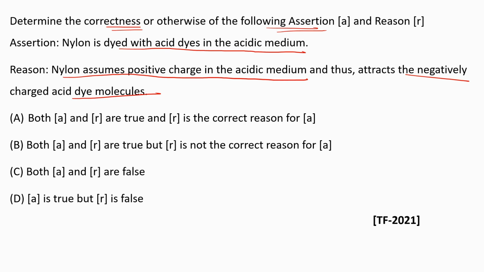If we talk about these acid dyes, ASO3Na, if it dissociates in the presence of water, then it comes out to be ASO3 minus plus Na positive. This is a colored anion.